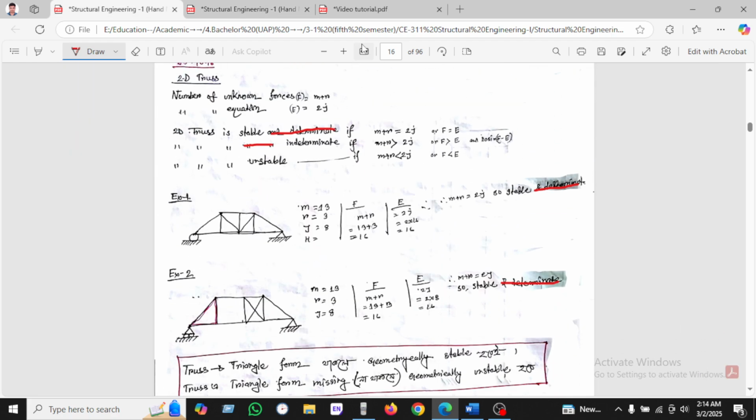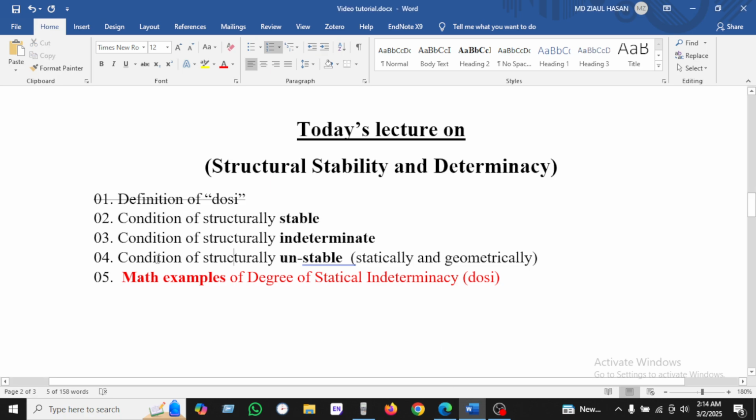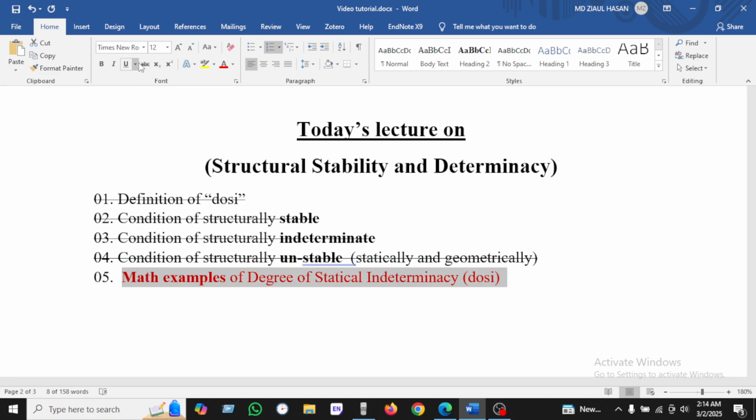Okay, let's see. We have already given the condition of statically indeterminate. We are giving examples of the condition of statically stable, the condition of statically unstable, and the condition of unstable geometry. Now we have already seen the math examples. So it is going on.